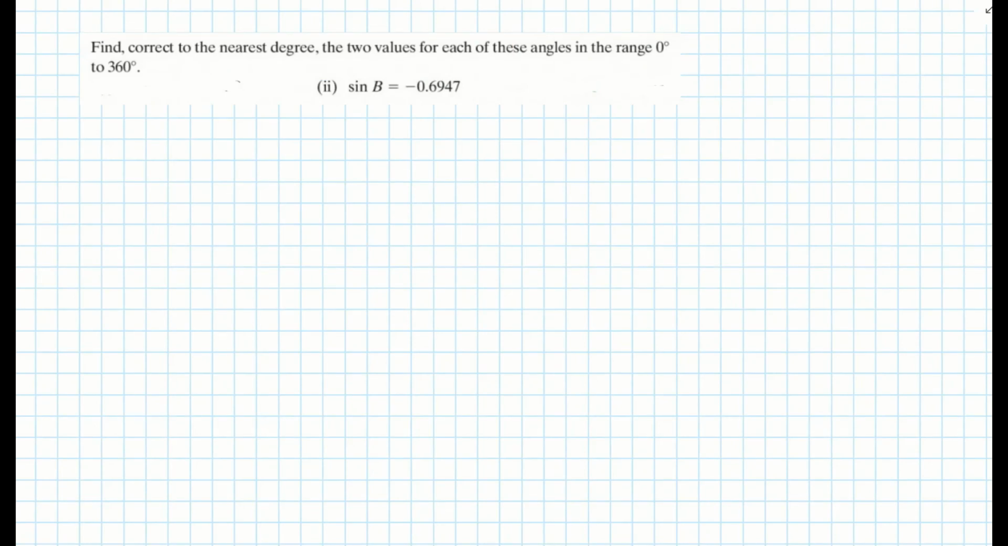Okay, so our last question. Take a look at this one. Find, correct to the nearest degree, the two values for which these angles in the range 0 to 360 degrees. So they've given me sine B is equal to minus 0.6947. Let's first of all find the size of the angle. So we're going to use our calculator here, and we're going to use our inverse button. So when we bring that sine over, it's becoming sine inverse with a little -1 of minus 0.6947. So if we go to our calculator and we type that in, we get 44 degrees for the size of the angle B.